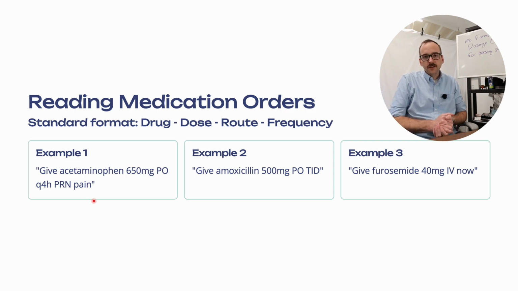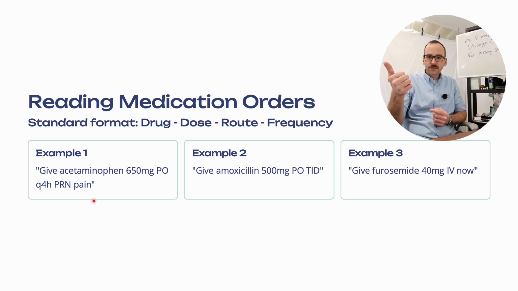What does that all mean? Well, the drug, that's easy. I want to give acetaminophen. We learned that's the same thing as Tylenol. 650 milligrams, that's my dose. That's how much Tylenol I want to give. On that first order, and we're going to figure out later how to do that, that means I want to give 2 of the 325 milligram tablets to give this. PO, that's by mouth.